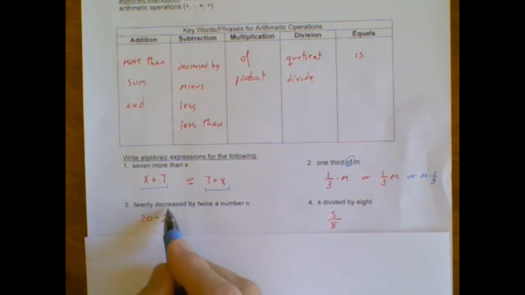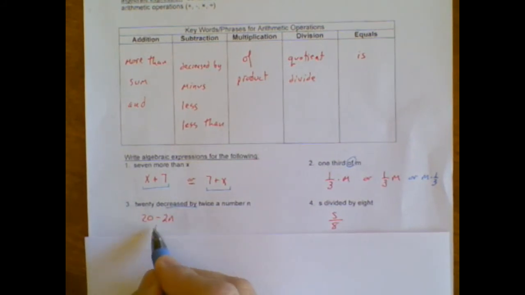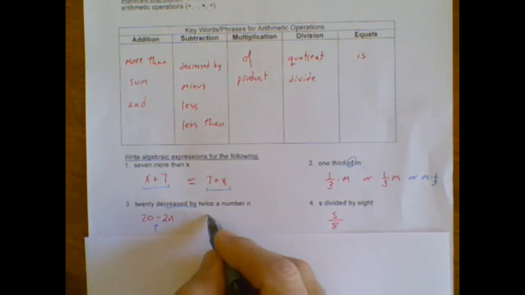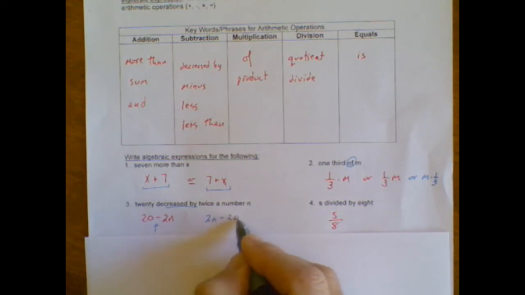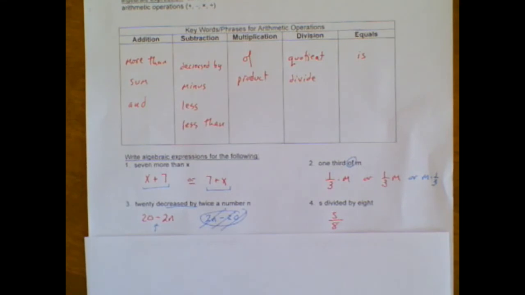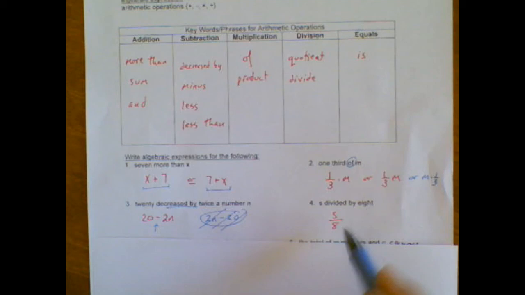Decreased by, subtraction. And by the way, twice a number, twice a number. Now, subtraction is very dangerous, because if you wrote 2n minus 20, you can't reverse the order, cannot reverse the order of subtraction. S divided by 8, pretty self-explanatory.